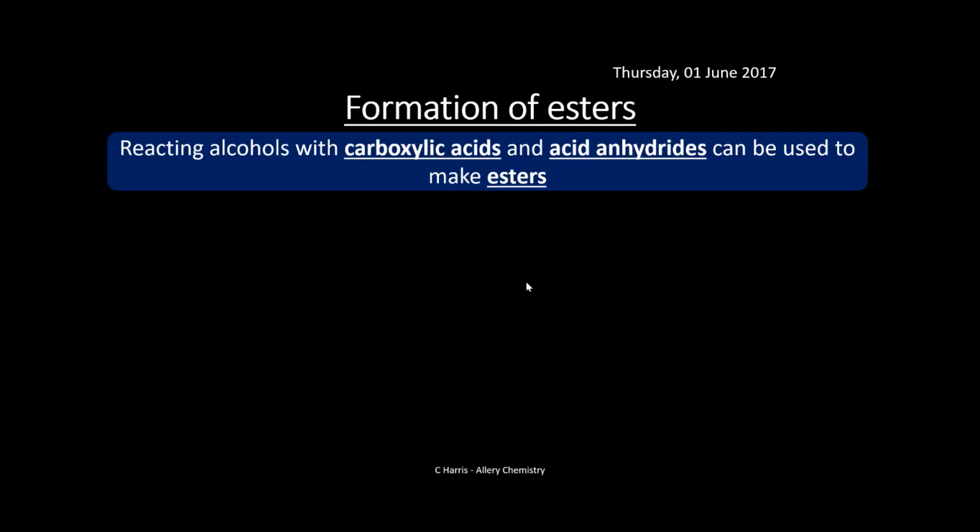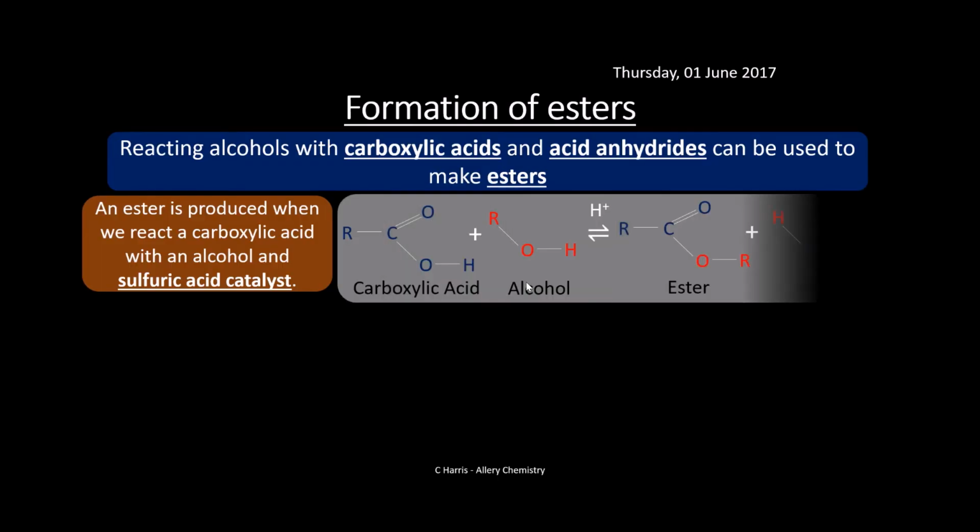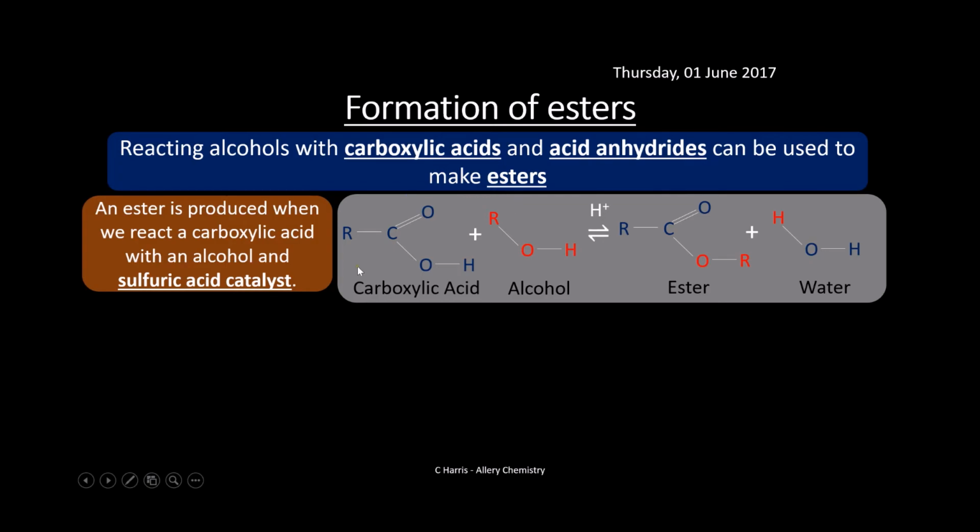Okay, so reacting alcohols with carboxylic acids and acid anhydrides, these are some of the other chemicals that we've seen in that table. These can be used to make esters. So an ester is produced when we react a carboxylic acid with an alcohol, and we have a sulfuric acid catalyst in there. You can just do this in a beaker, to be honest, and it should work. It's reasonably exothermic. You've got to be really careful with the acid because it's quite concentrated. So here's the reaction anyway.